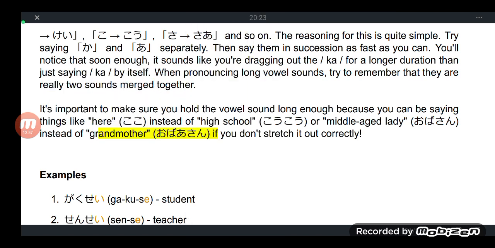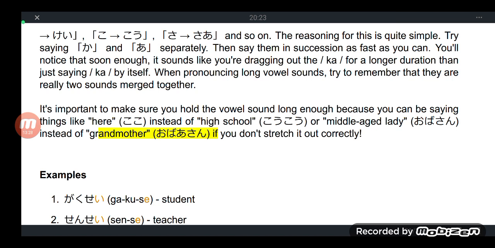See, grandmother, obaasan. Here you can see that we prolong the ba by adding an additional a, making it obaasan. Please take note of this pronunciation, because if you pronounce it right, obaasan, that means grandmother. But if you fail to prolong that ba and you just pronounce it very short, obasan, it's auntie, it's aunt. So you have to be careful on that.